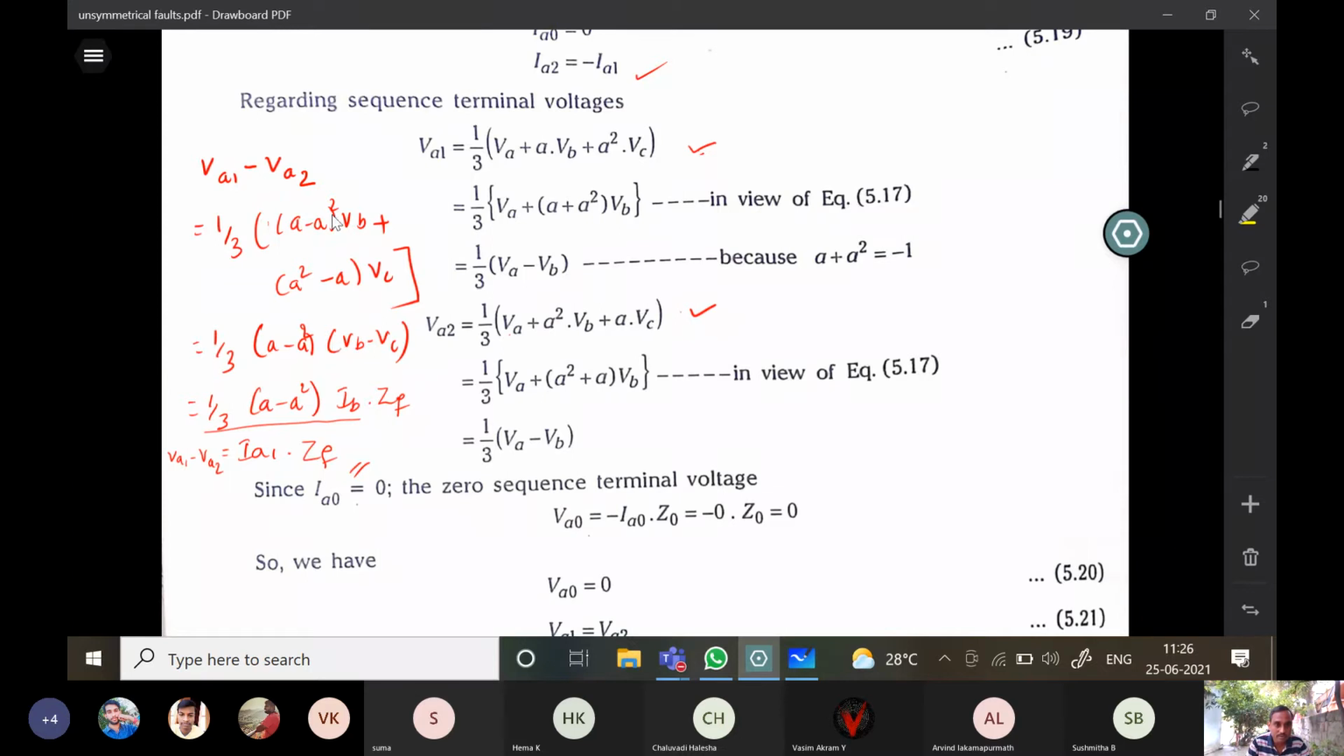So I write these things. After this, IA0 can be written as 0, and VA0 becomes minus IA0 into Z0, that is also 0. This is the same as it is.